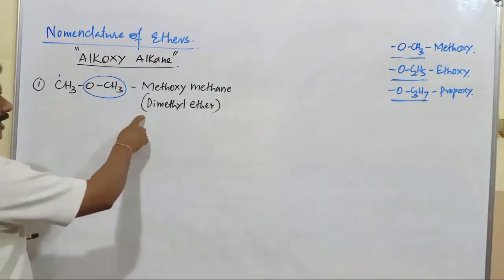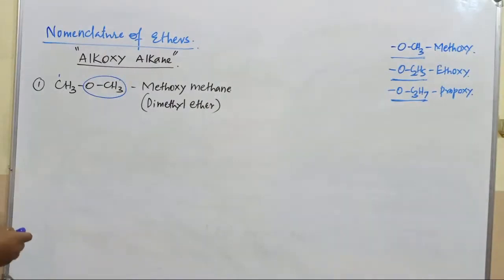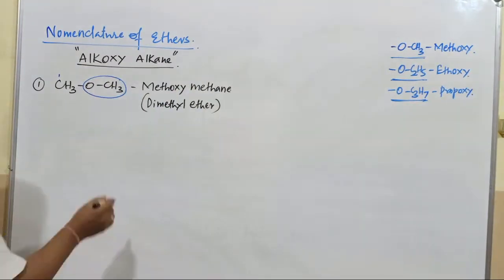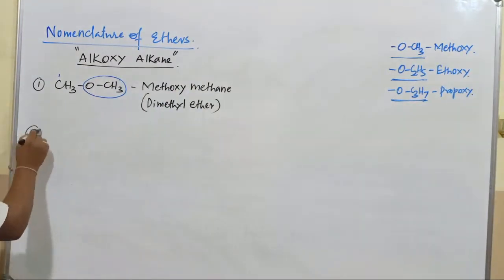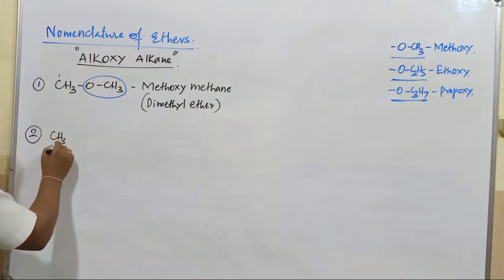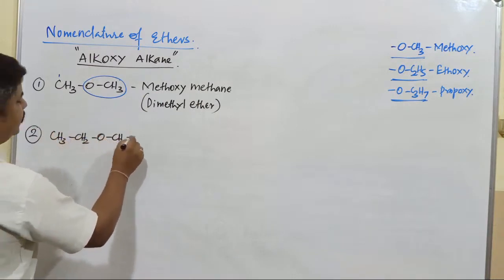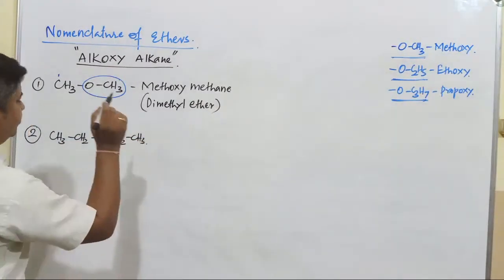The name which is written in the bracket is always the common name in my class, and where the bracket is not mentioned, it is the IUPAC name of this compound. Is it clear? Okay. Next compound, this is CH3, next one CH2, this is CH2 and this is going to be CH3.